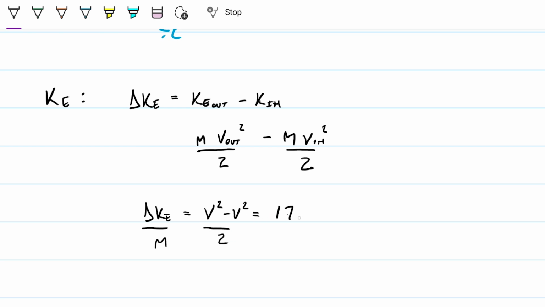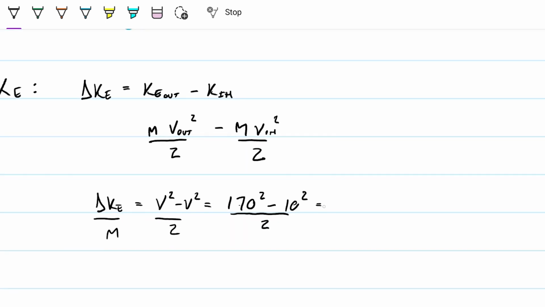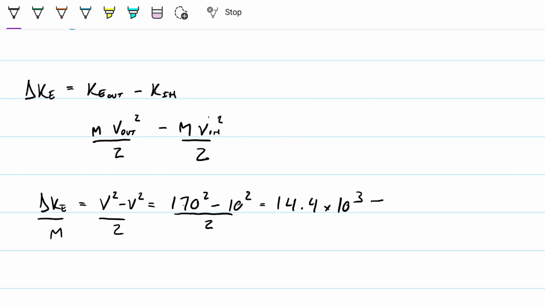The outlet is 170 squared, the inlet is 10 squared. Divide the whole thing by 2. This will give me 14.4 times 10 to the third. Okay, and the unit here is, if we were to do this, we're going to get joules, but we're not multiplying by the mass, so this is joules per kilogram. We're still needing to multiply by the mass.